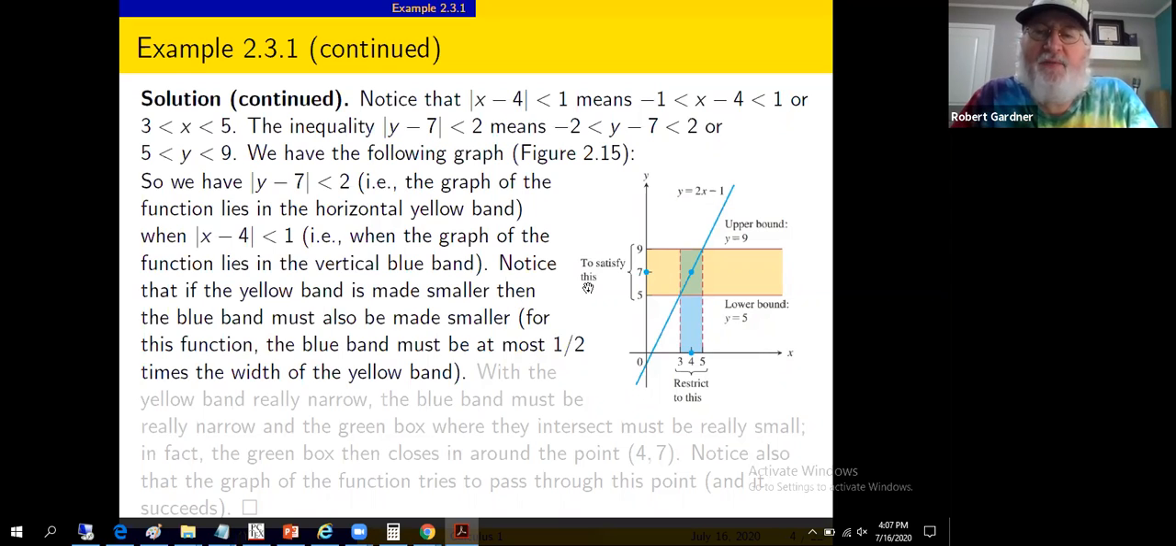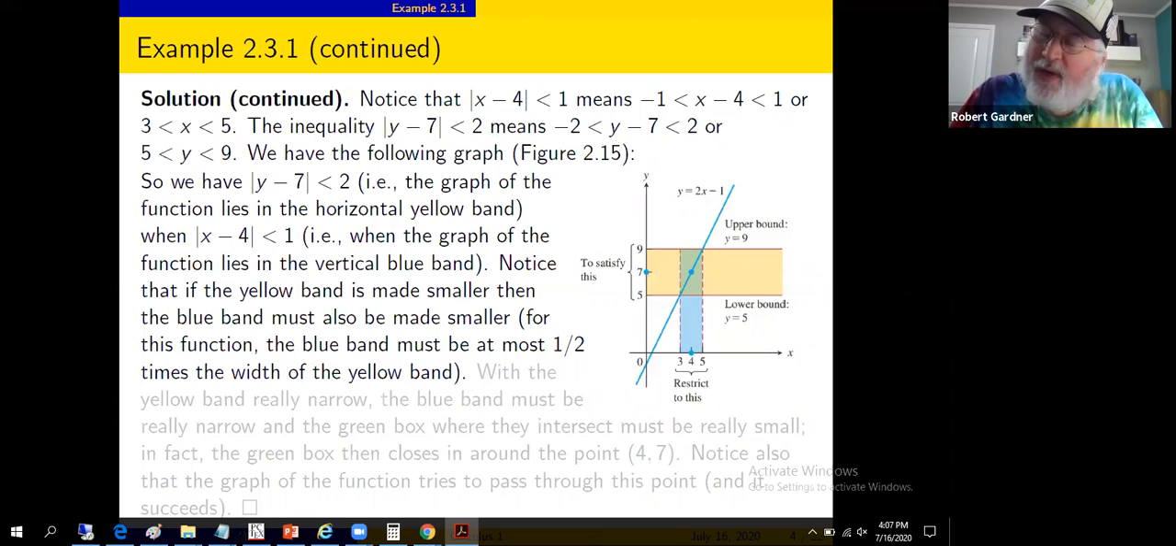Now, what happens if you wanted the function to get closer to 7? Well, you'd make this little yellow band narrower. Instead of going 2 units up and 2 units down, you might go 1/10 of a unit up and 1/10 of a unit down. Well, then you'd have to narrow the width of the little blue band. And what you'd end up with then is a narrow yellow band, a narrow blue band, and a smaller little green box. And what's going to happen is that little green box is going to close in around this point (4, 7). And that's because the graph of the function is trying to pass through the point (4, 7).